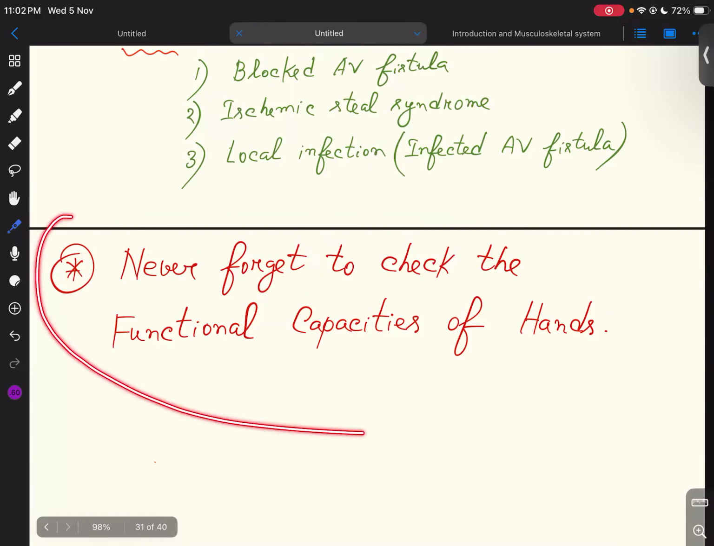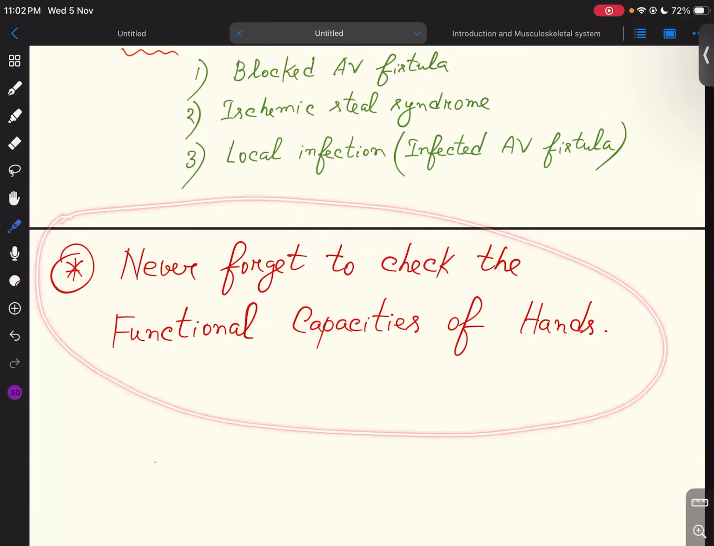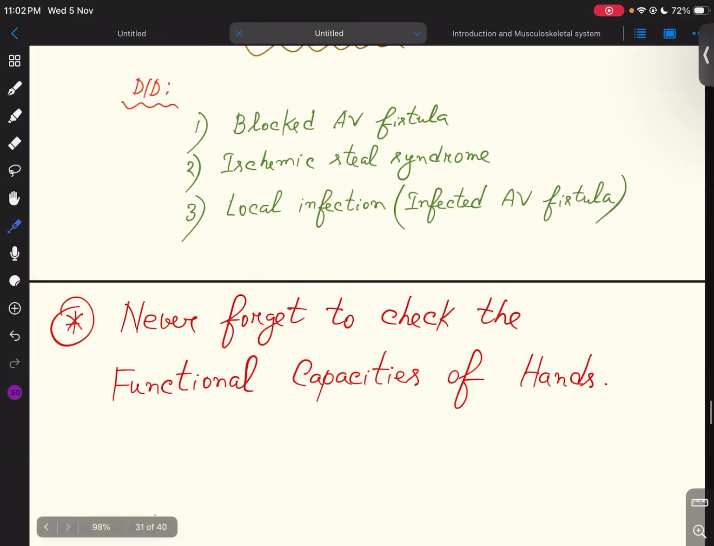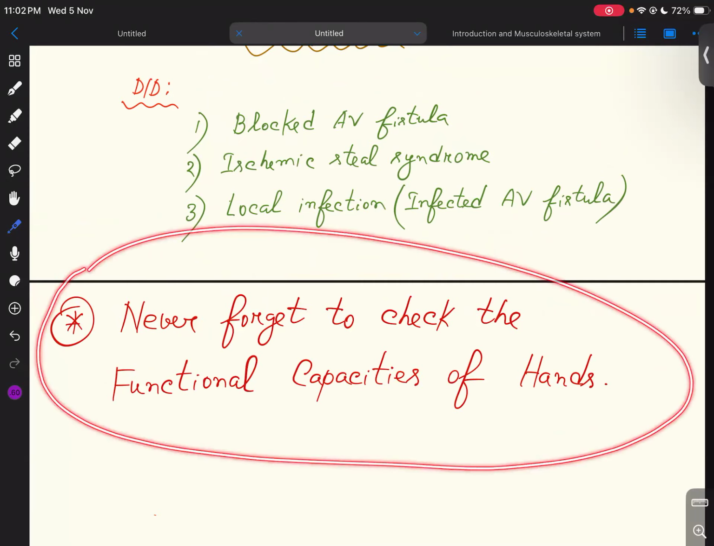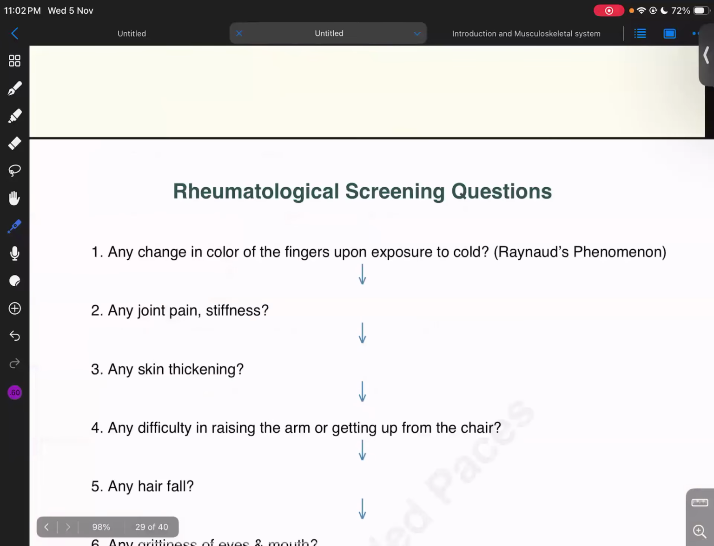And I'm telling you, this is the important thing that most of the candidates forget to examine. Whenever any hand pain comes, they forget to examine for the functional capacities of the hand. So this is all for hand pain.